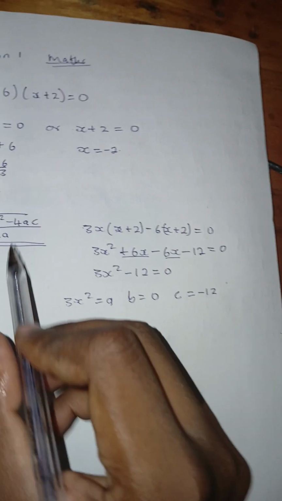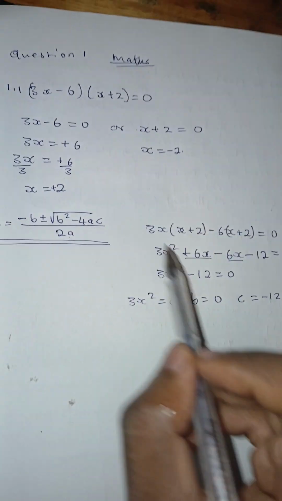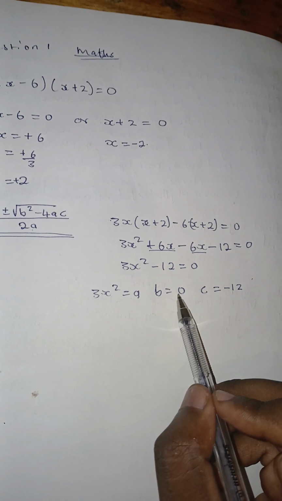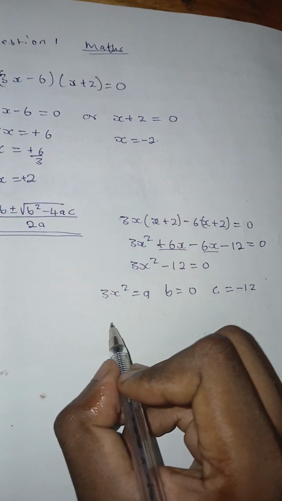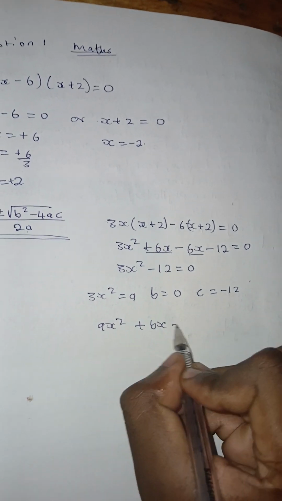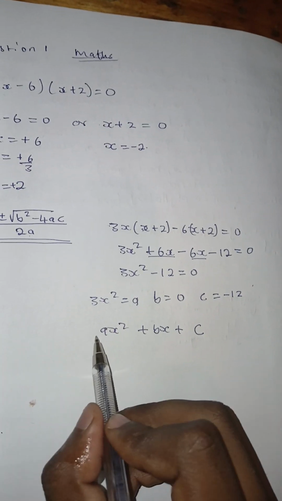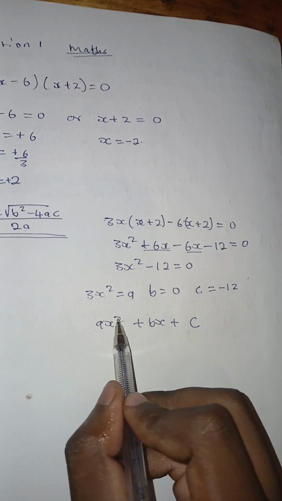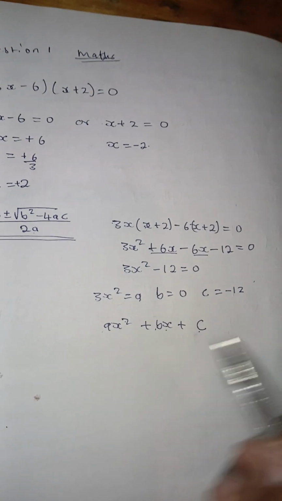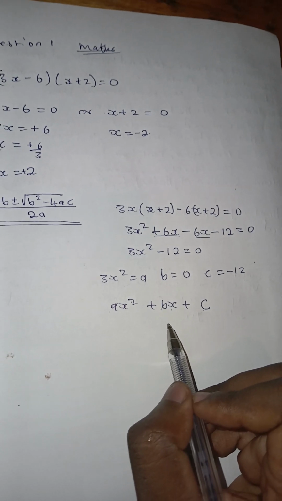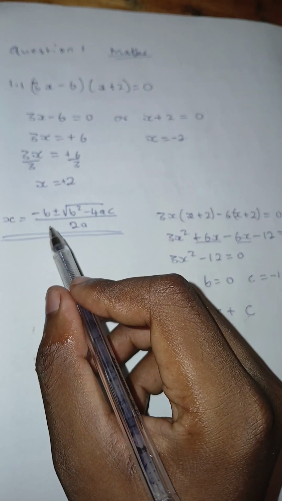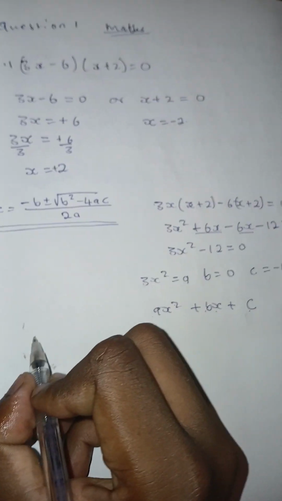You can see a here, b here. We don't have b because it goes like this: ax squared plus bx plus c. You can see a is the one that has x squared, b is the one that has x, and c is the one that does not have a variable. So we can take our numbers and substitute them in our equation.